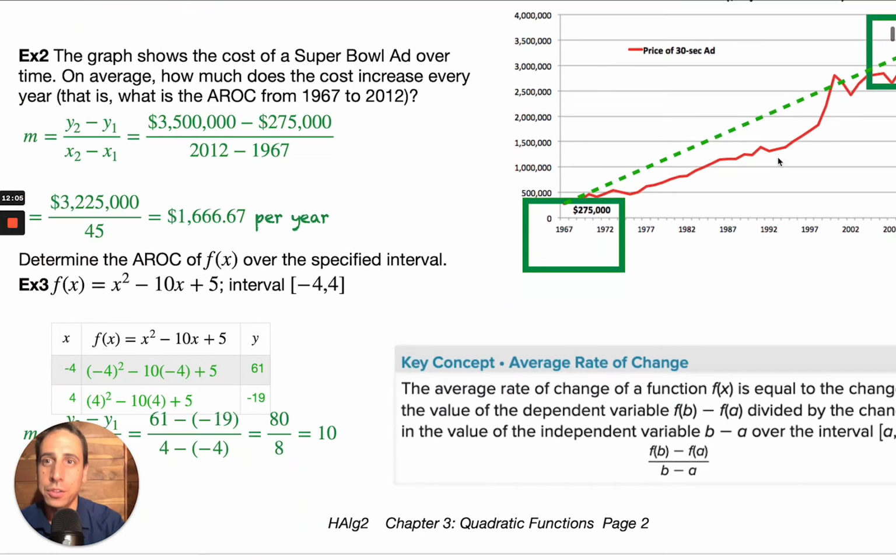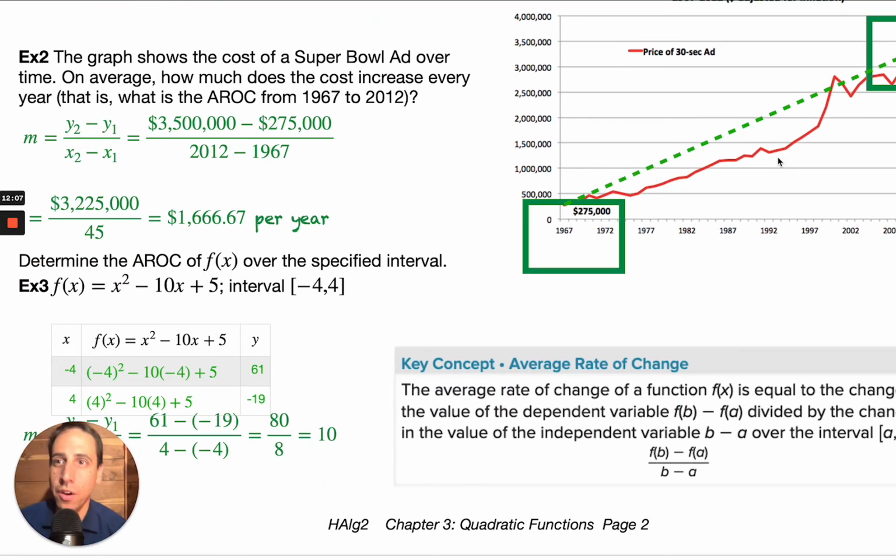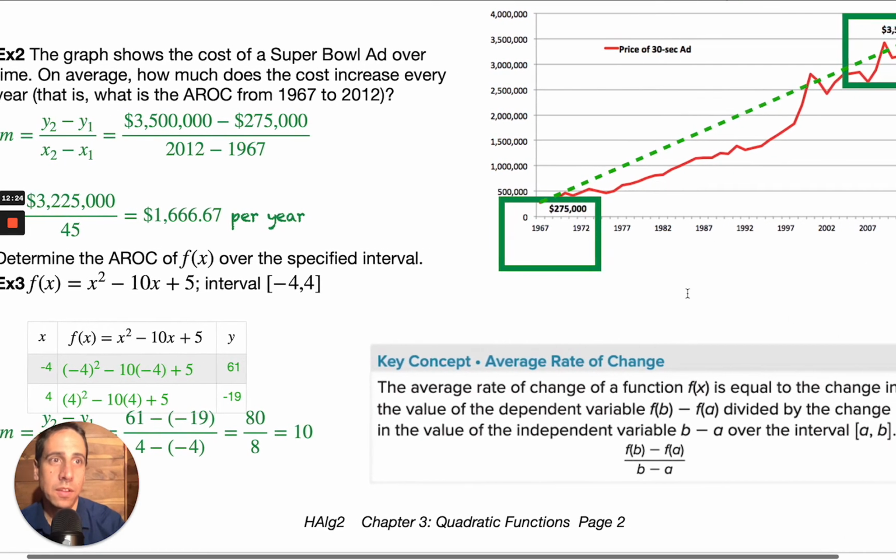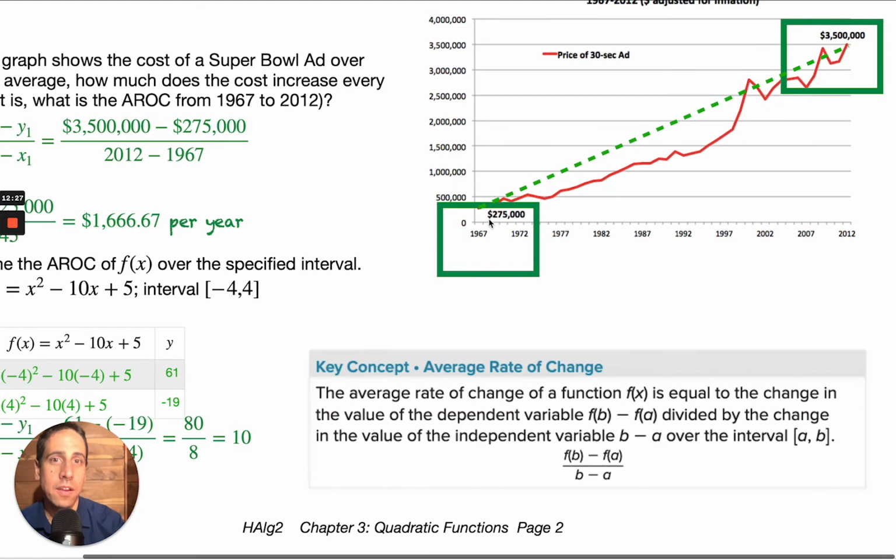Example 2, the graph shows the cost of the Super Bowl ad over time. On average, how much does the cost increase every year? That is, what is the average rate of change from 1967 to 2012? It's a whole bunch of years. That's 45 years. You can see that it started down here and it went up here.